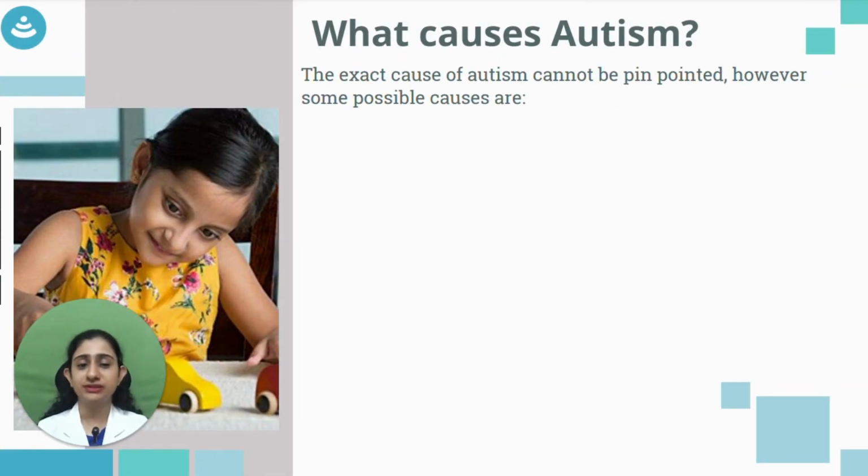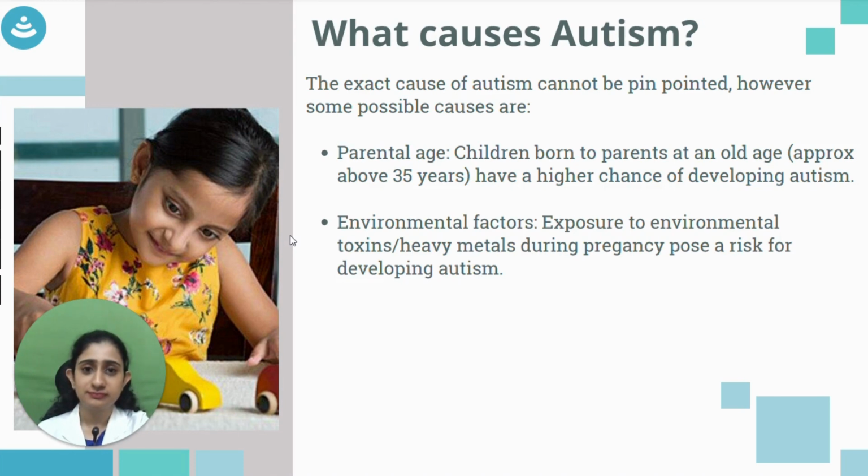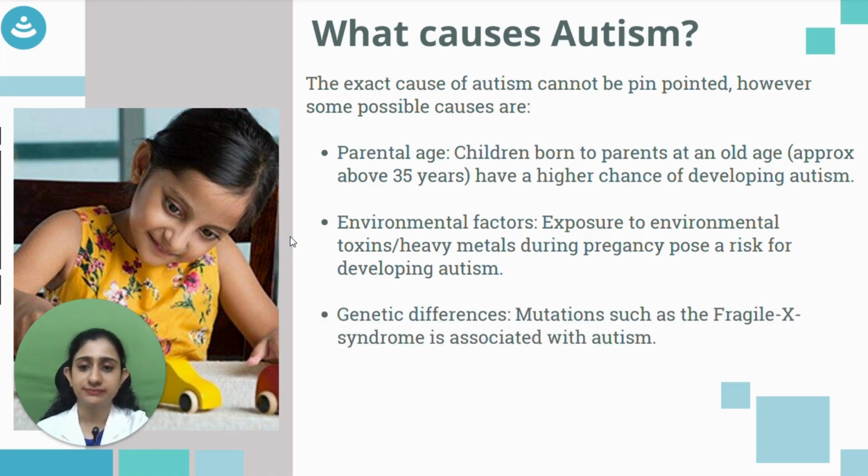Now moving on to the causes of autism. Though the exact cause of autism can never be pinpointed, here are some of the possible causes. This may include parental age. It's found that children who are born to parents at an older age, approximately about 35 years of age, may have a higher chance of developing autism. Another factor is environmental factors, that is exposure to environmental toxins or heavy metals during pregnancy may pose a risk for developing autism.